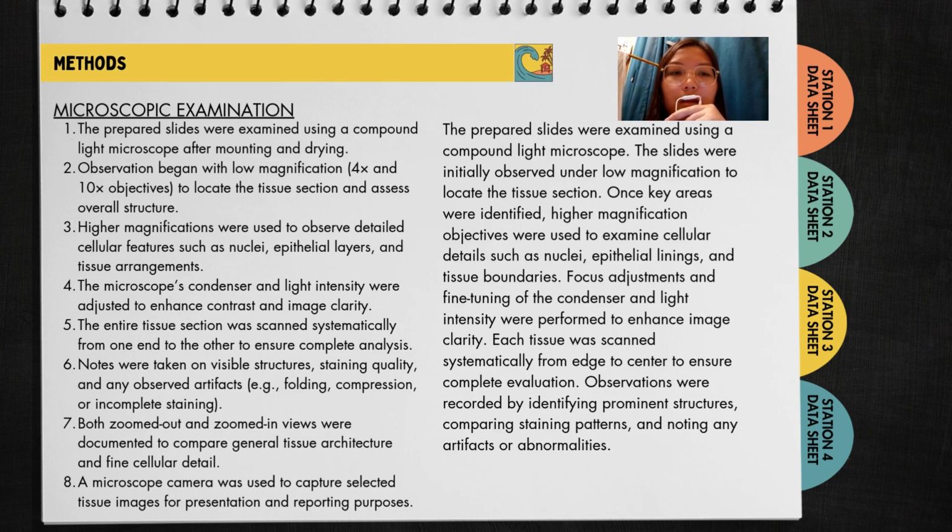Microscopic examination. The prepared slides were examined using a compound light microscope. The slides were initially observed under low magnification to locate the tissue section. Once key areas were identified, higher magnification objectives were used to examine cellular details such as nuclei, epithelial lining, and tissue boundaries. Focus adjustment and fine-tuning of the condenser and light intensity were performed to enhance image clarity. Each tissue was scanned systematically from edge to center to ensure complete evaluation. Observations were recorded by identifying prominent structures, comparing staining patterns, and noting any artifacts or abnormalities.